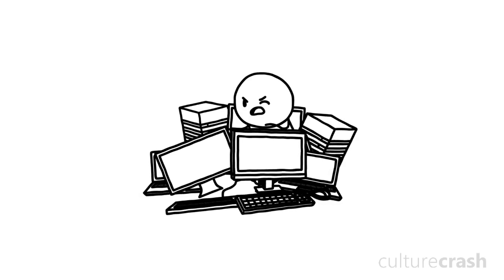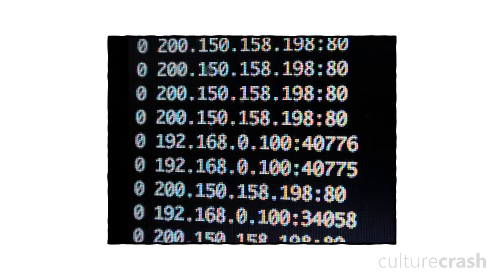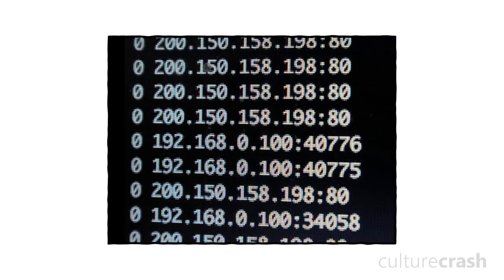You can imagine that on such a huge network of computers, it could be hard to find the exact computer or server that you want to interact with. That's why every single device connected to the internet is assigned a unique internet protocol, or IP, address. That string of numbers you always see with dots separating them.